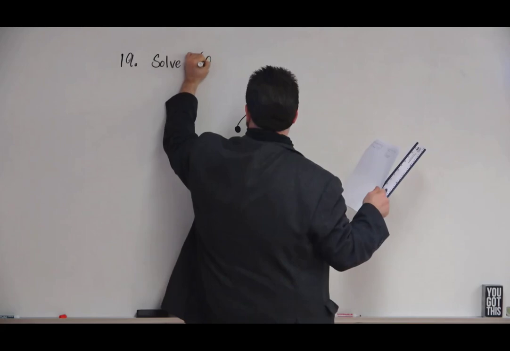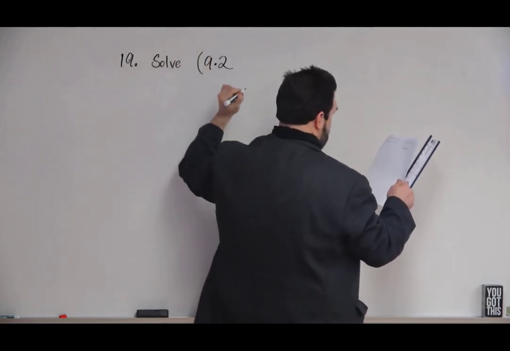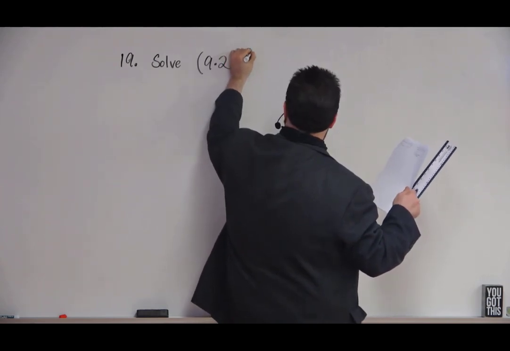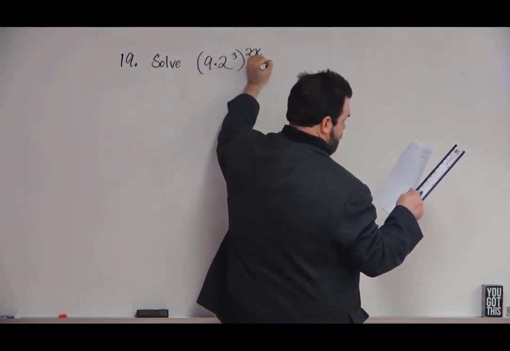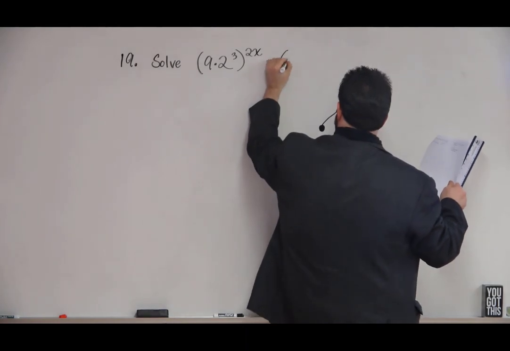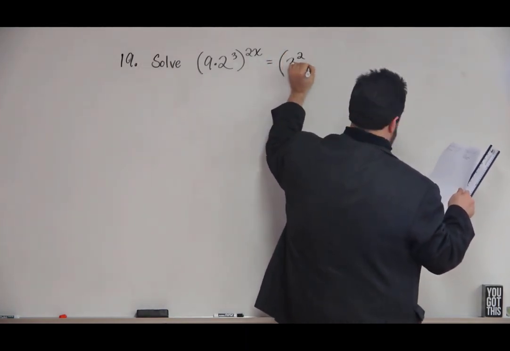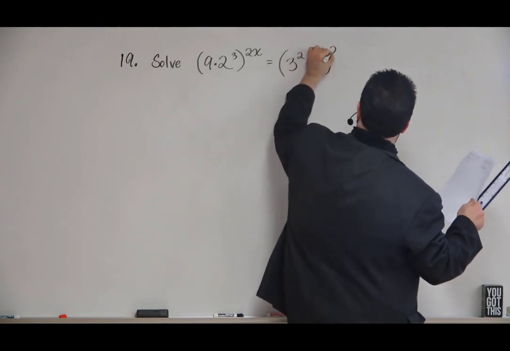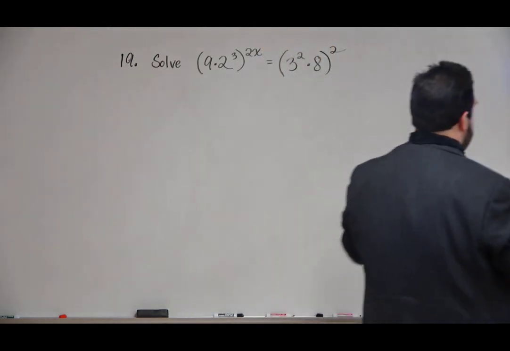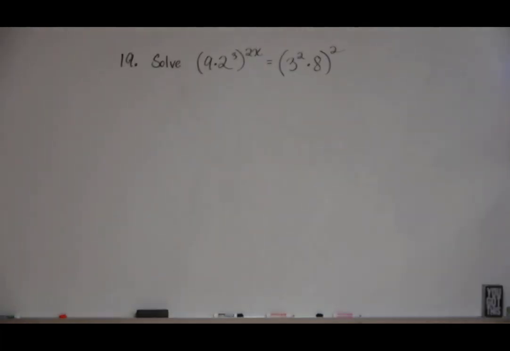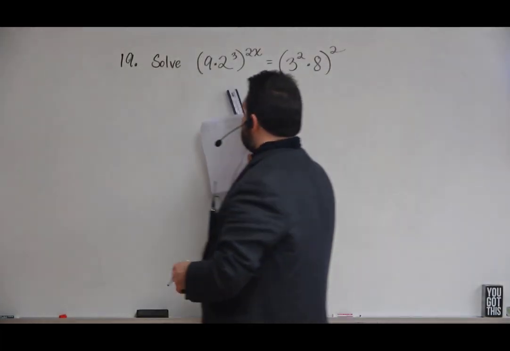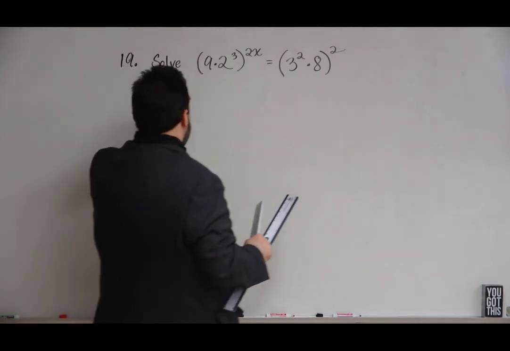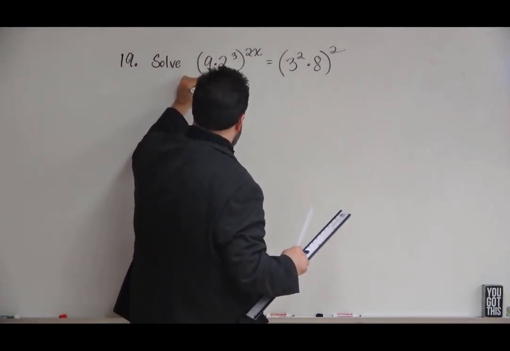Open parentheses, 9 times 2 raised to the 3rd power, close those parentheses, raised to the 2x equals, open parentheses, 3 to the 2 power times 8, the whole thing raised to the power of 2. Okay, now the key to this problem is to remember that you deal with the inside of the parentheses first. Okay? So here's what I want you to do.